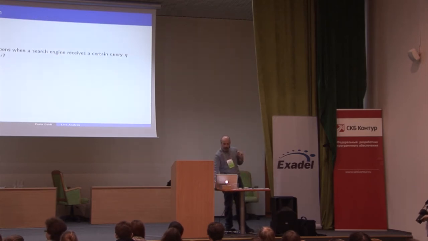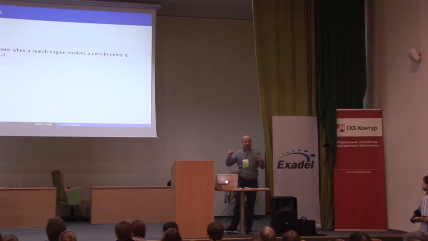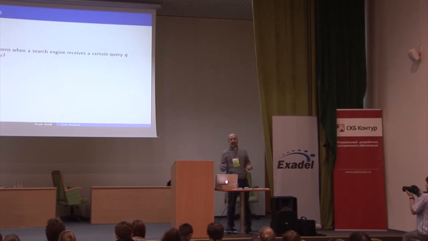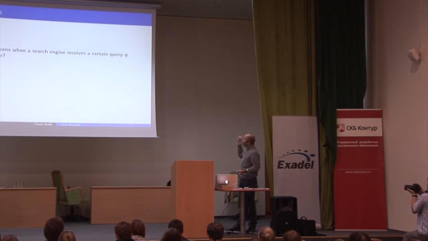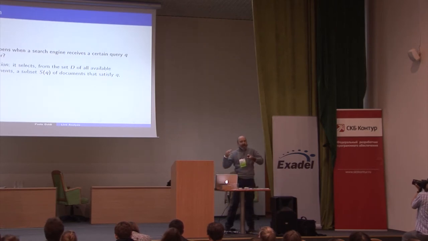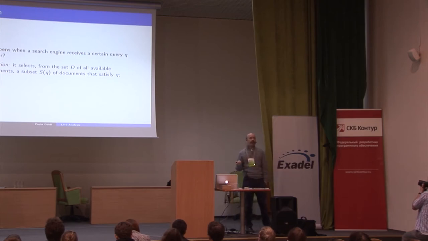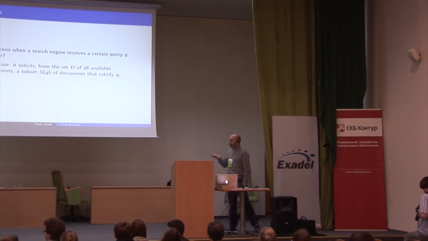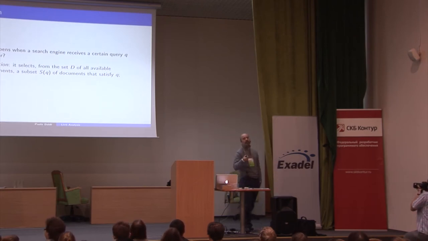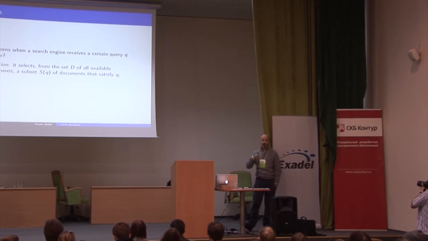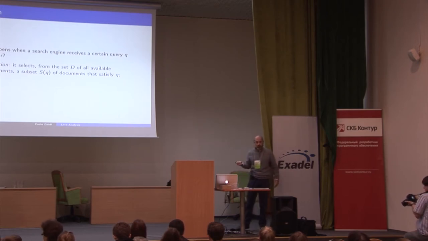So what happens when a search engine receives a query? Here I use the example of a search engine, but think of Facebook if you prefer. First of all, it selects, among all the possible documents it has, the set of documents, S of Q, that satisfy the query. For example, if you look for pizza mozzarella, the search engine will choose only the documents that contain the words pizza and mozzarella, probably, or one of the two.